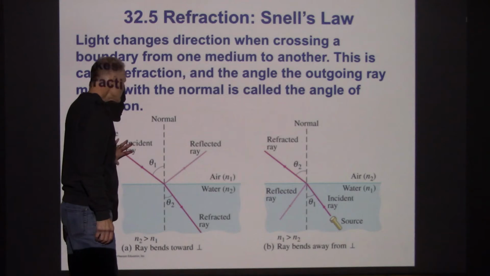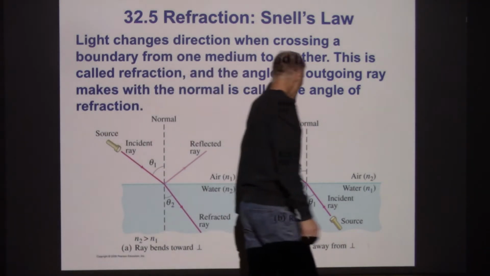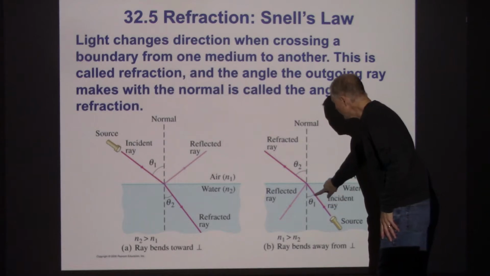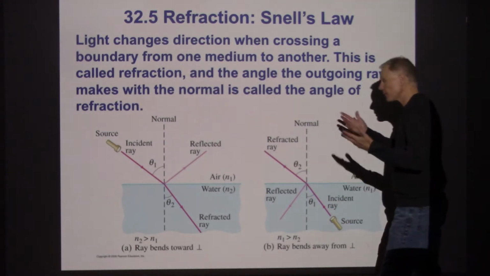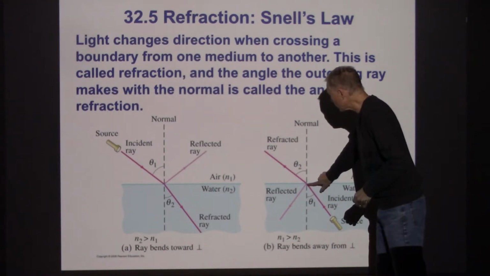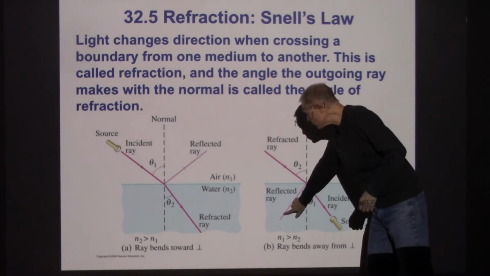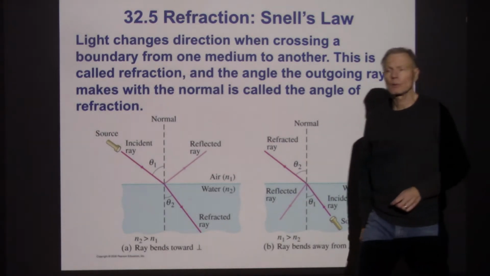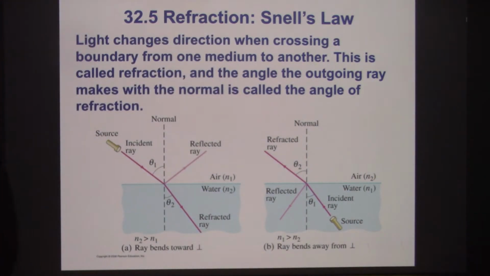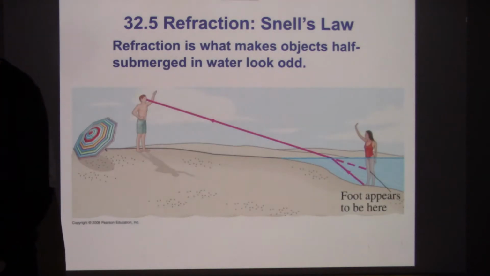Now, we can reverse this path. What we can do is start with the light in the water. Now, theta 1 and theta 2 will be related the very same way. But notice that if the light's starting in the water, the reflected path is within the water. So the reflected paths don't reverse, but the refracted paths do when we change that direction.